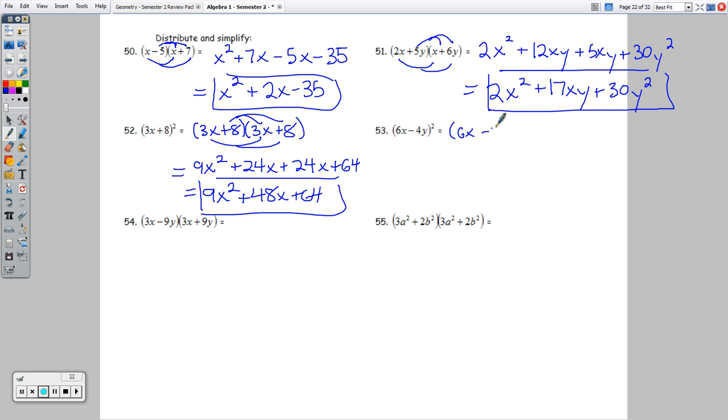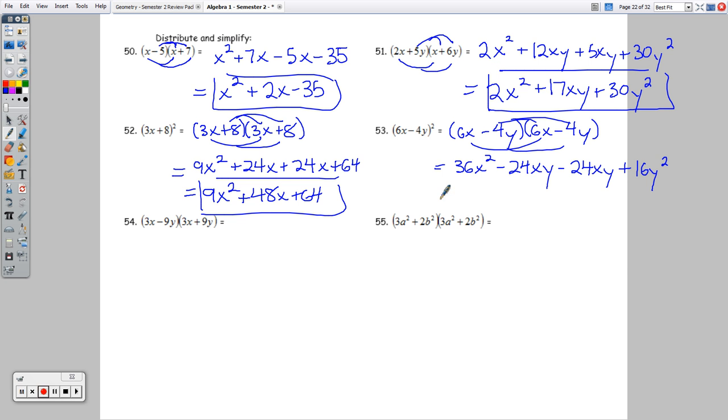Same idea here. Something times itself is something squared. Distribute the 6x and the -4y through to both parts. You've got 36x squared minus 24xy written twice. And then plus 16y squared. Combining like terms, you'd have 36x squared minus 48xy plus 16y squared.